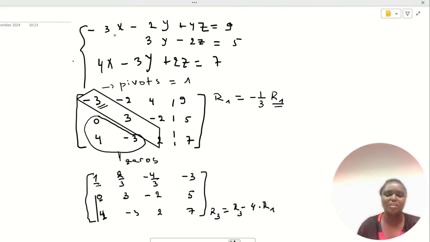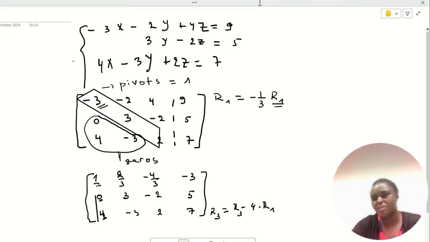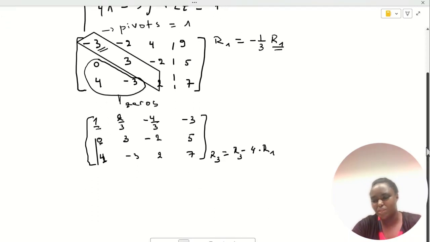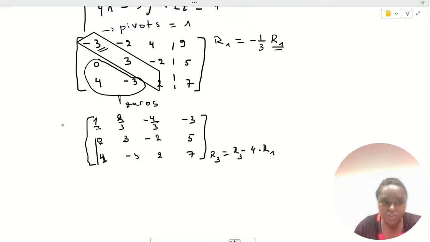Yes, so if we take 4 times 1, we will get 4, and then 4 minus 4 will be equal to 0. And we have to do it for all elements of row number 3. So what will we get? Okay, the first row is fixed.